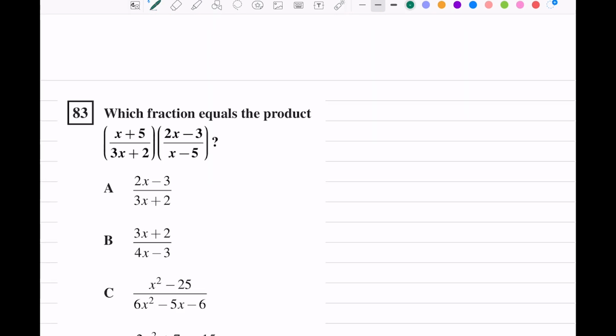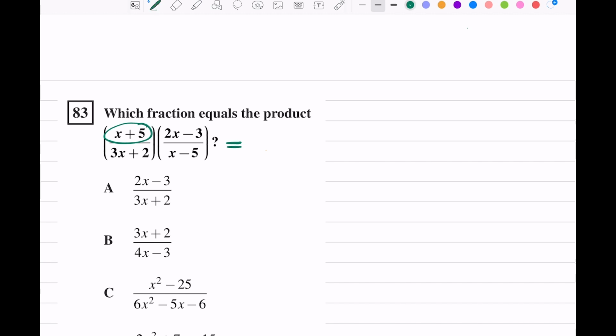Which fraction equals the product x plus 5 over 3x plus 2 times 2x minus 3 over x minus 5? So this is similar to the previous problem. We have two fractions, and we want to simplify each of our 4 pieces here, but it looks like they're already simplified. And we don't have anything that we can cancel out. If we had an x plus 5 here, then we could cancel out these guys, but we don't. So that means we just need to multiply these two fractions.